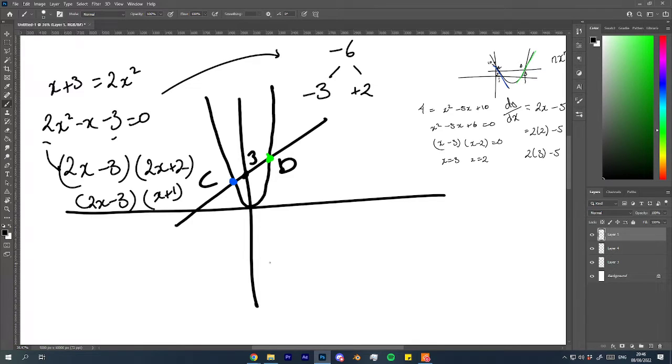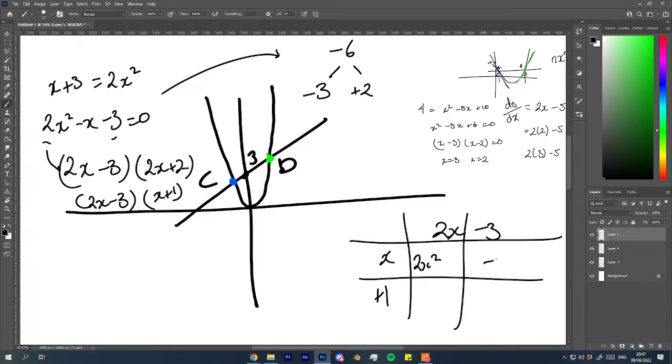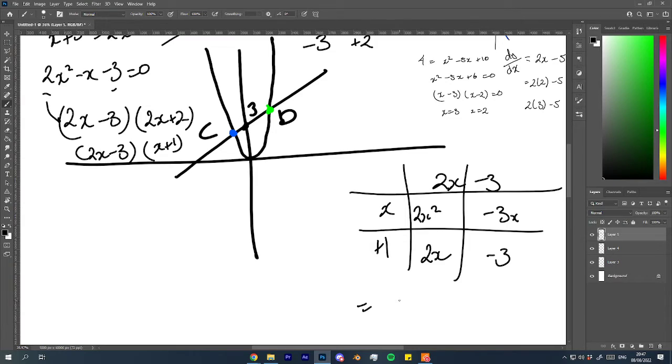And we can expand this out again, and this should equal our original quadratic. I'm just going to use a grid method to work this out. And this does equal our original quadratic. Okay, so here our x solutions will be 3 over 2 and minus 1.